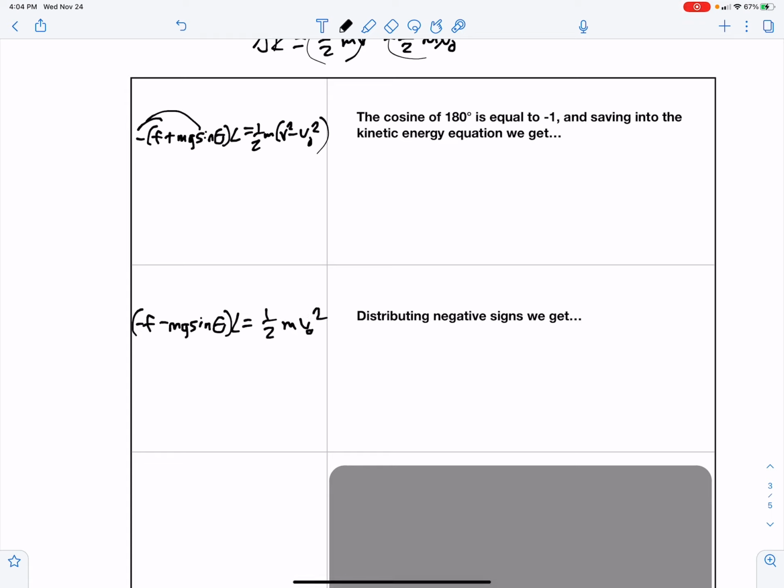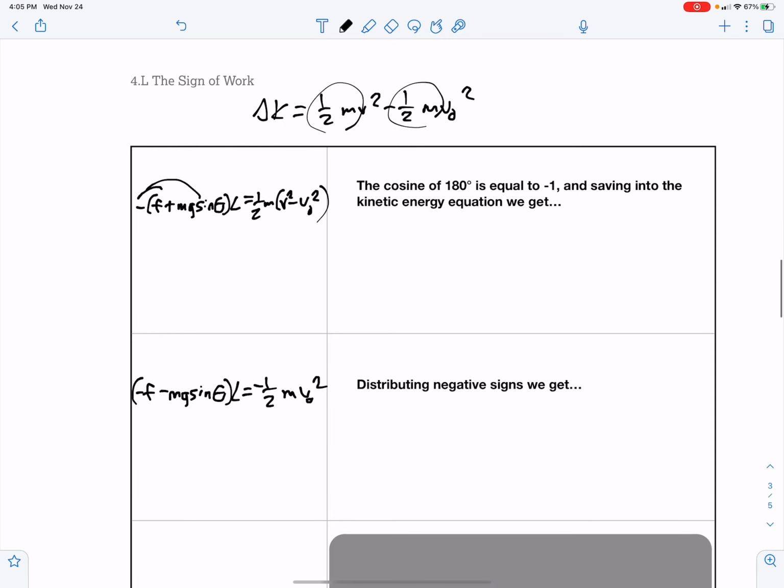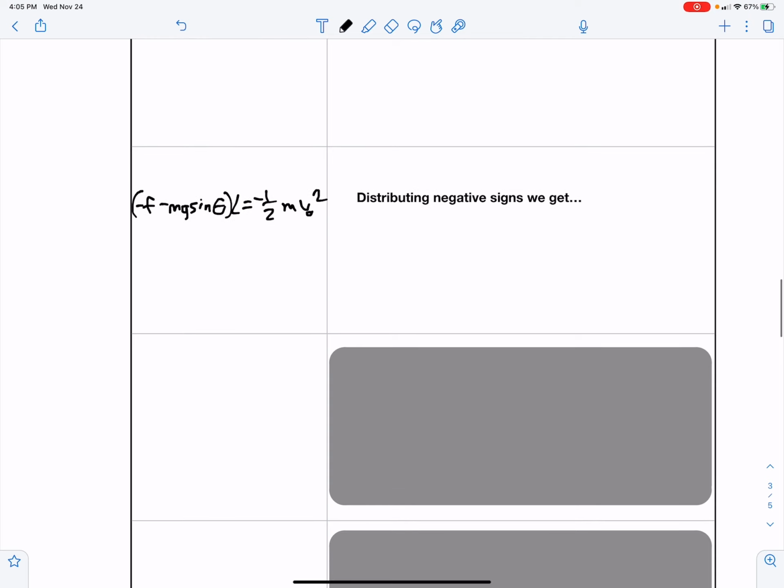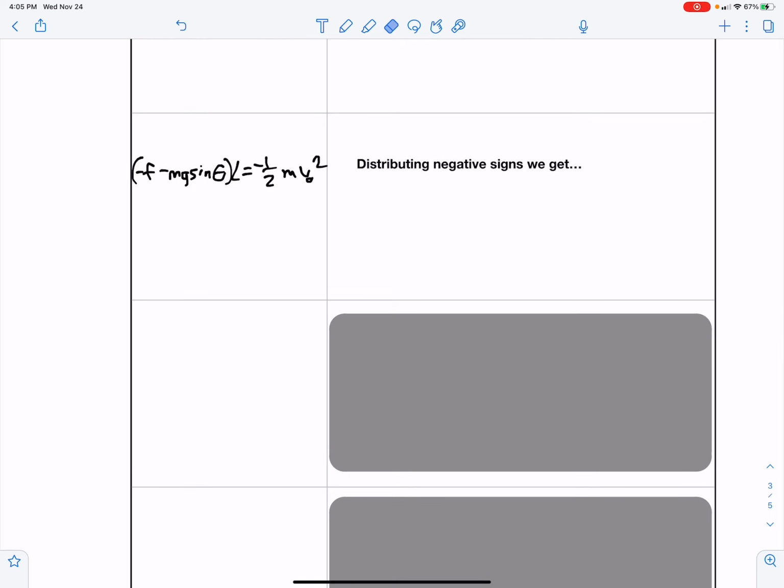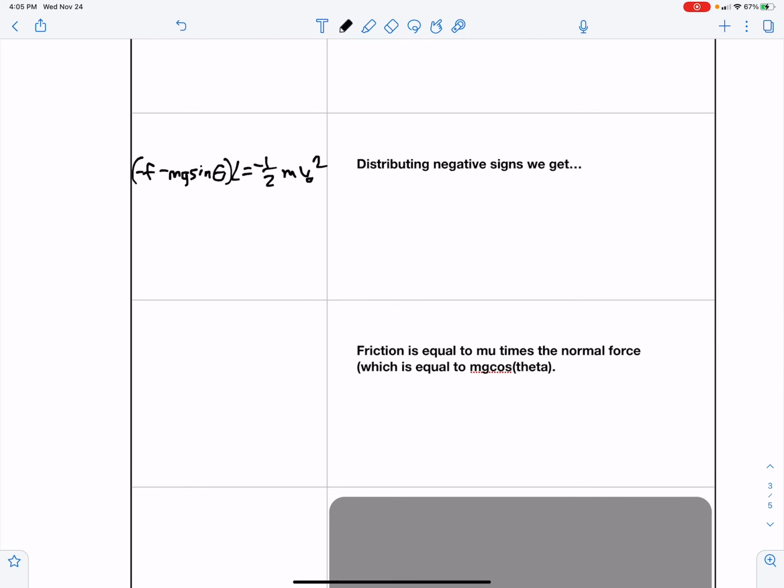Mg sine theta times L equals 1/2 mv naught squared, negative, because 1/2 mv squared is going to be 0. The block's going to come to rest. Friction is equal to mu times the normal force, and the normal force is mg cosine theta. So we're going to make that substitution right there.